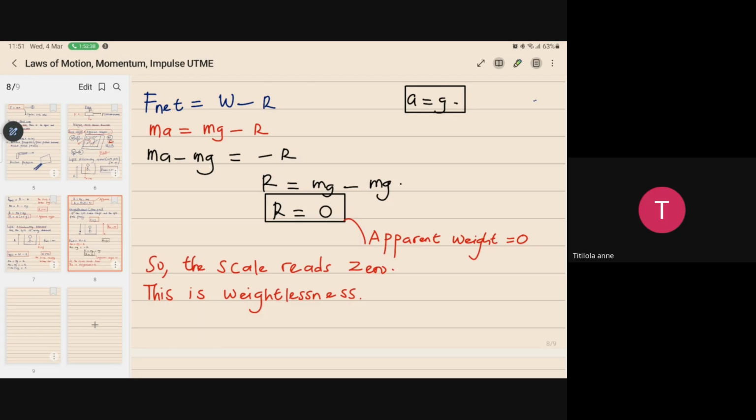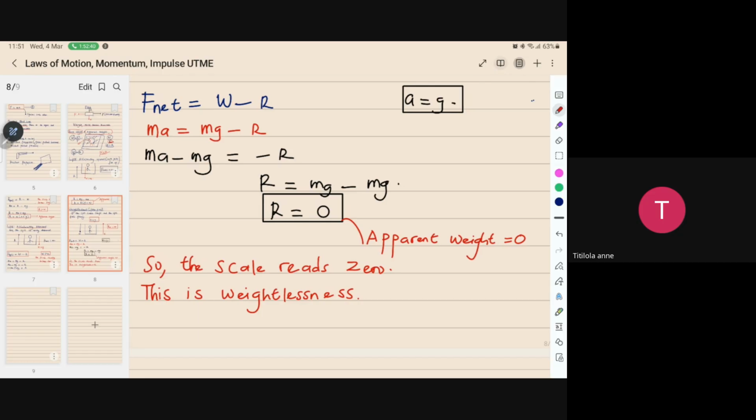Then for free fall, it means that the floor is not exerting any force on you, right? And that's why on your scale you feel weightless. Is that okay? So these are key things I want us to always take note of. Any question on that? So let's solve examples on this third law that I just highlighted.